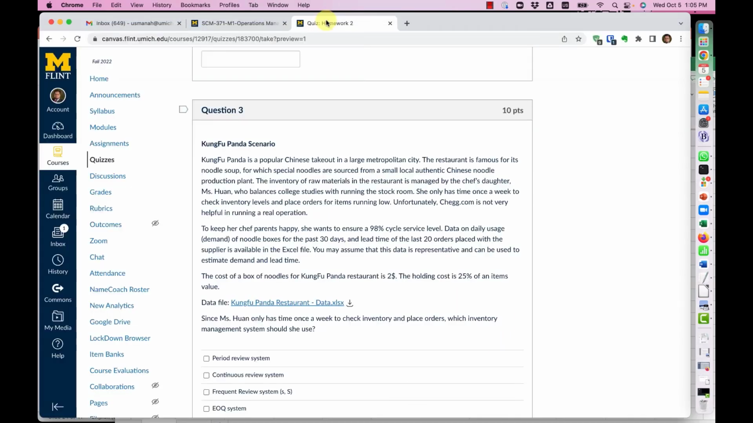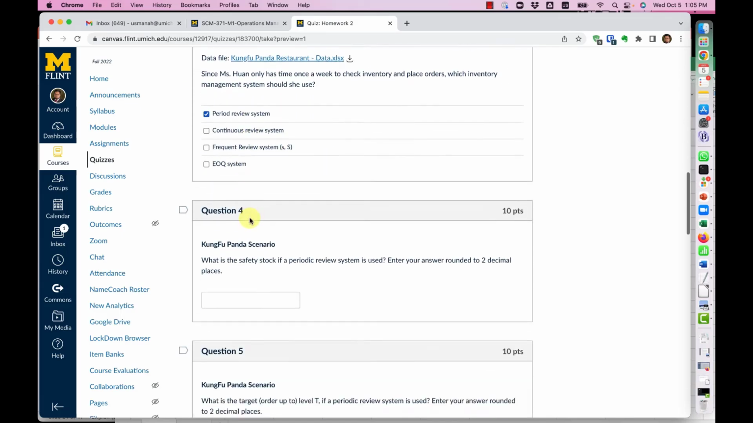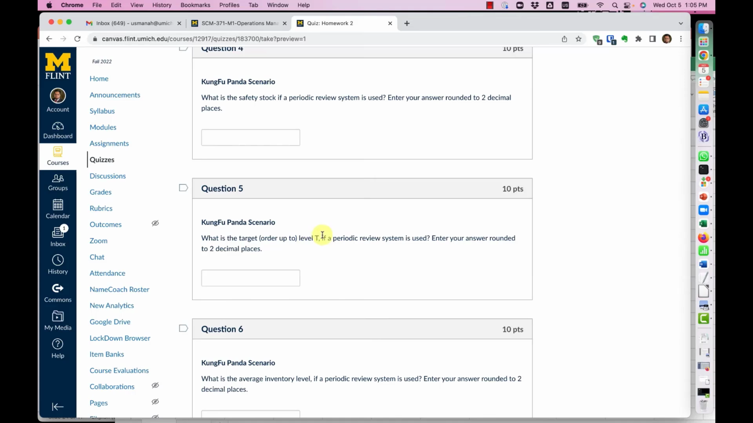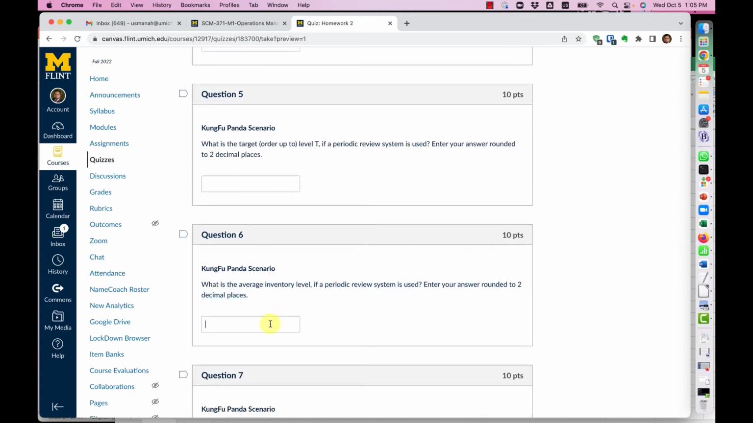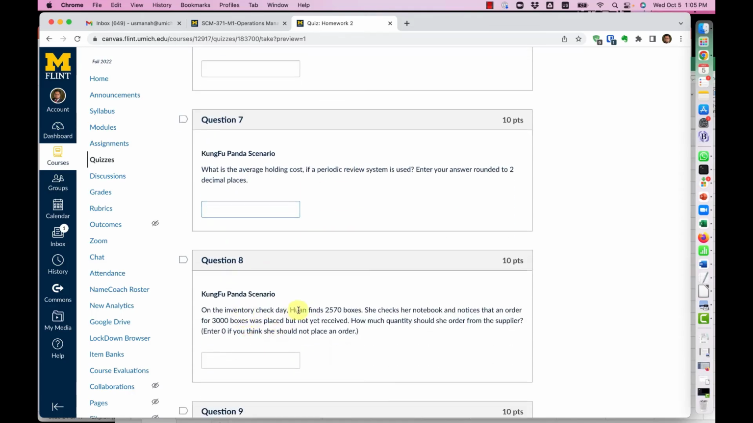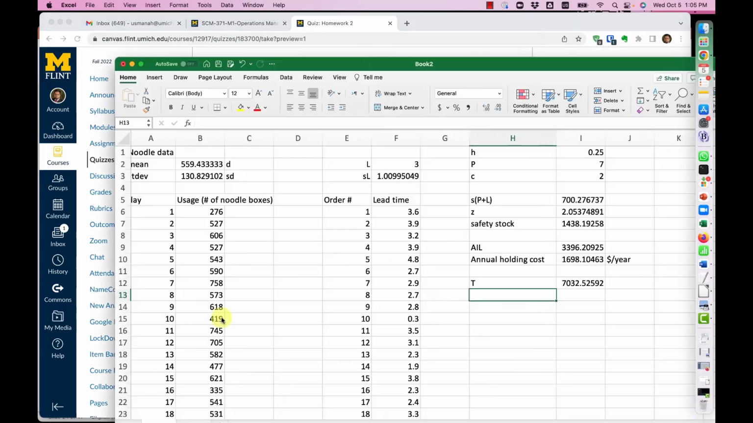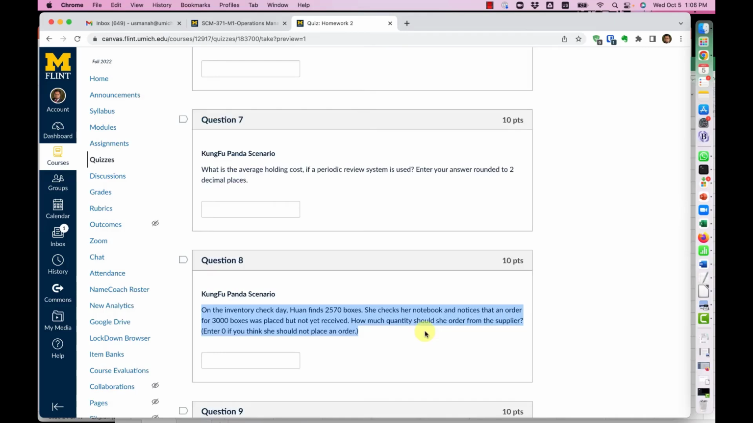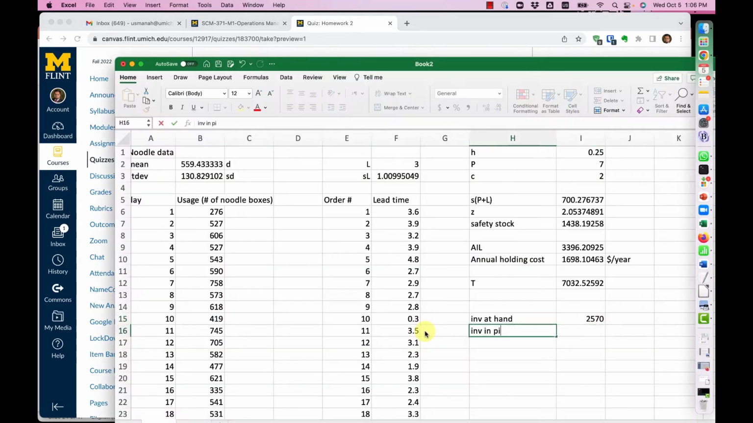So that's pretty much it for the Kung Fu Panda scenario. We're doing a periodic review system: safety stock we calculated, target level T we calculated, average inventory level AIL we calculated, annual holding cost we calculated. Last question, if you're holding 2570 boxes in inventory, you have placed an order for 3000 boxes. So inventory at hand, 2570, inventory in pipeline, i.e. orders placed, 3000. That means my inventory position is going to be inventory on hand plus inventory that's already been ordered, that's on the way.